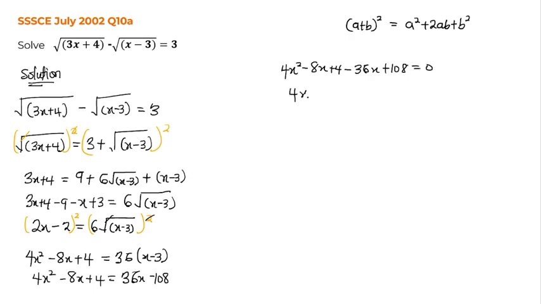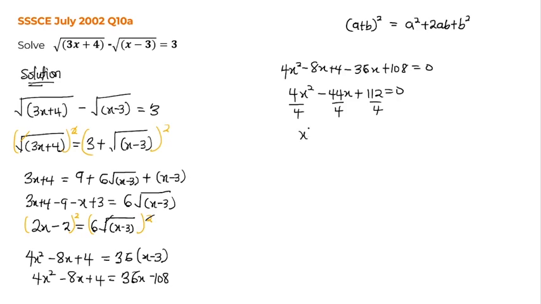So I have my 4x squared here. I have negative 8x here, negative 36x over here. So if I add 8 and 36, that will give me 44. So this becomes negative 44x. Then plus 108 plus 4 will give me 112. This is equal to 0. Now from here I can divide both sides by 4 so that I minimize the values that I have over here. So I divide every side by 4.